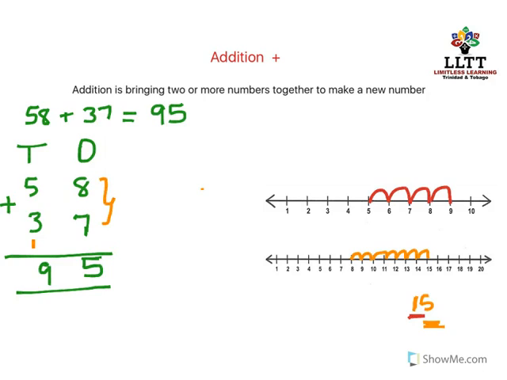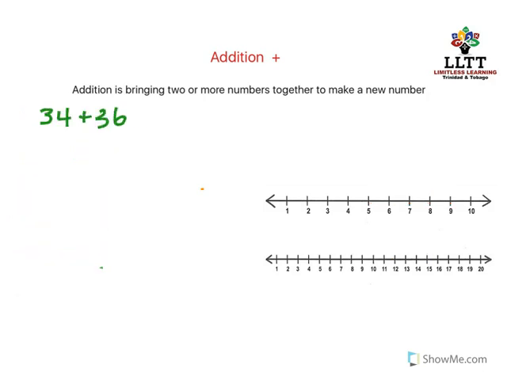Let's do one more like that. I now want to add 34 and 36. I have 2 digits, so I'm talking about my tens and ones. So I put my T for tens, my O for ones. 34 has 3 tens and 4 ones, and 36 has 3 tens and 6 ones. Put my addition sign on the left and my equal sign. And again, I'm writing my answer within my equal sign.